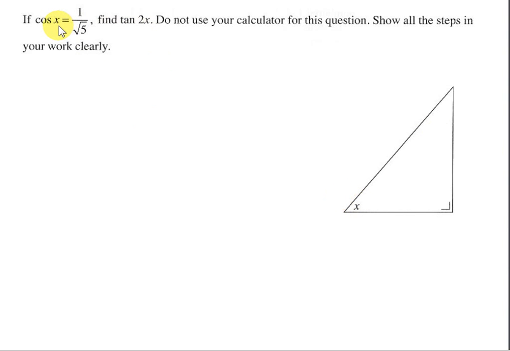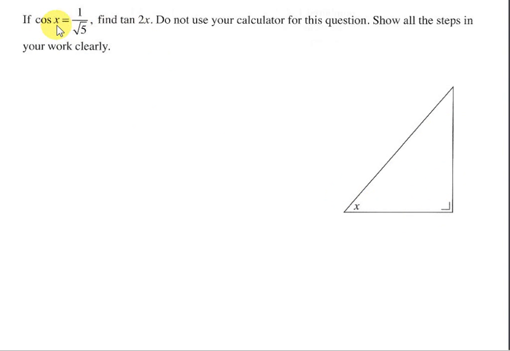Angle x happens to be an acute angle for this problem, but this method will work even if x is not an acute angle. This method will even work if the cos of x is some negative value. We can still follow this method even if it doesn't make sense to mark in negative values for the sides of a right angle triangle.